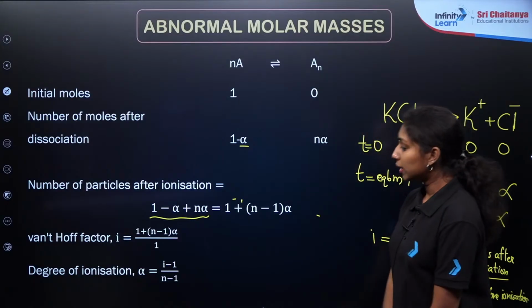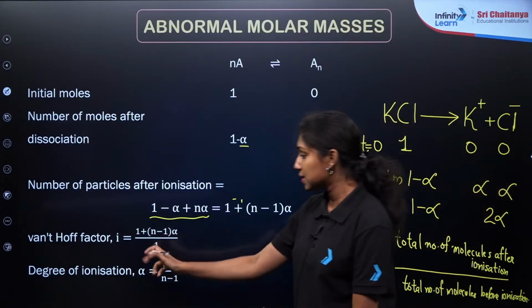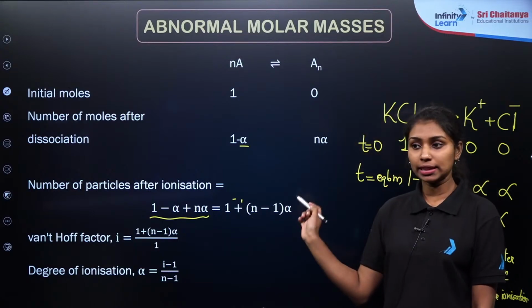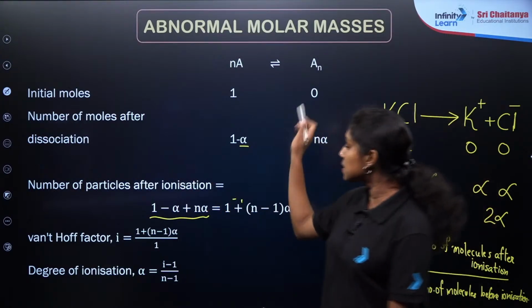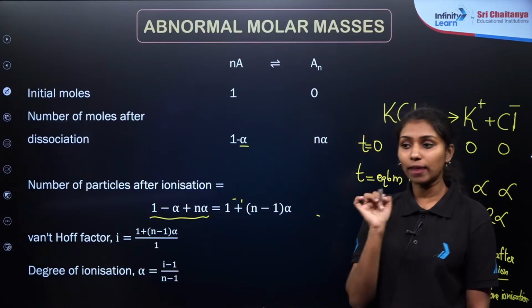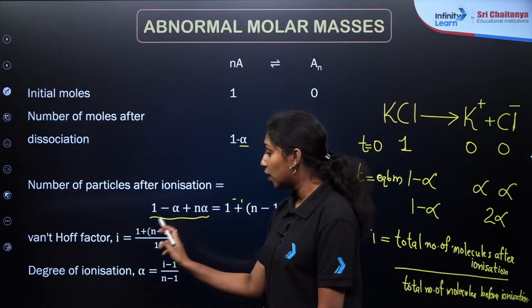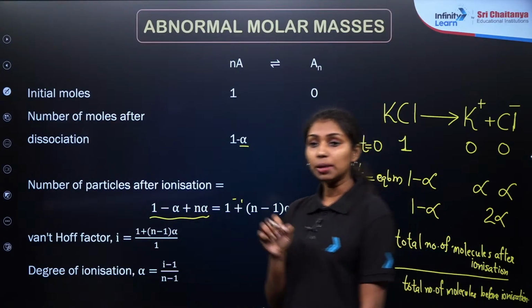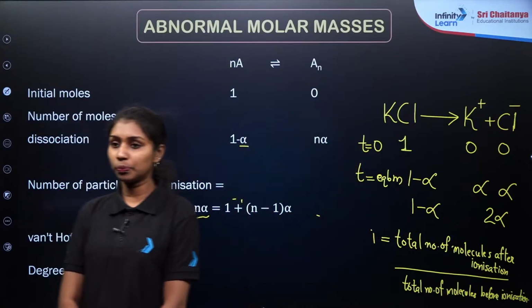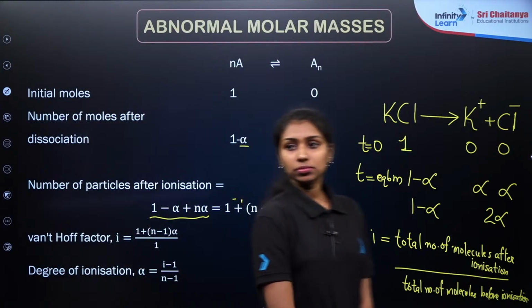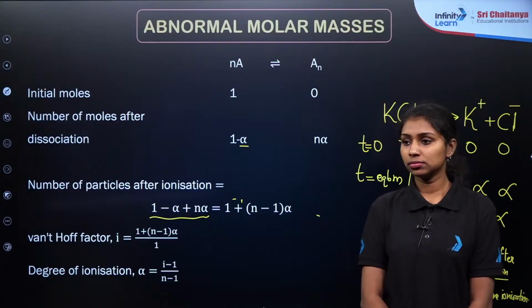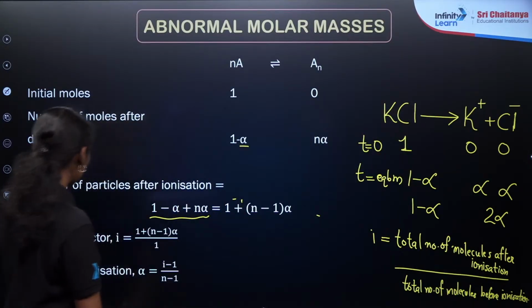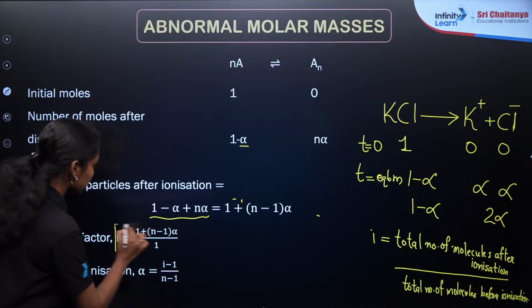Based on that, we can calculate the Van't Hoff factor. The total number of particles after ionization is 1 plus N minus 1 into alpha. Before ionization, it will be 1 plus 0, that is equal to 1. So we can define the Van't Hoff factor i as 1 plus N minus 1 alpha divided by 1, that is equal to 1 plus N minus 1 into alpha. So this will be the Van't Hoff factor in case of dissociation.